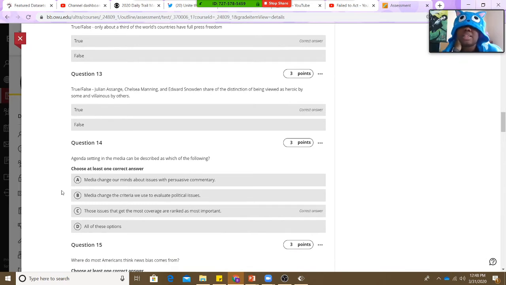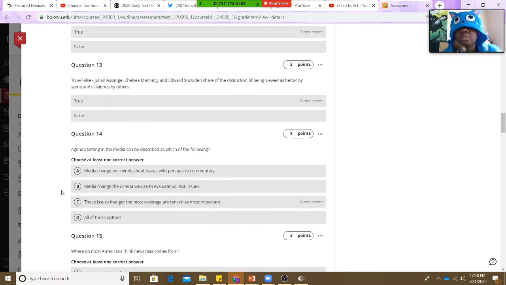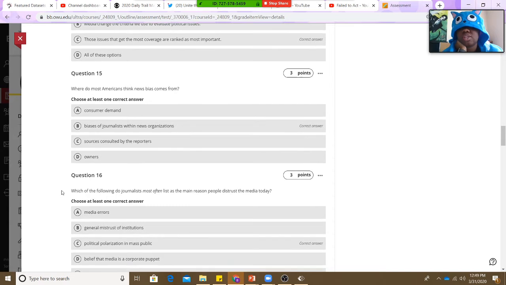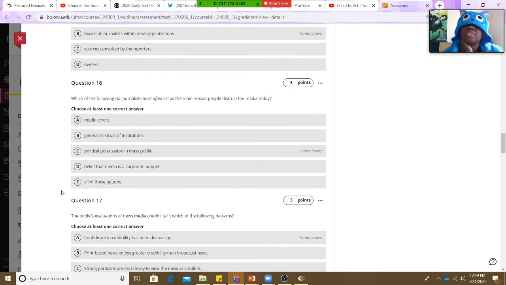14, agenda setting in the media can be described as which of the following? C, those issues that get the most coverage are ranked as most important. 15, where do most Americans think news bias comes from? B, the biases of journalists within the organizations. 16, which of the following do journalists most often list as the main reason people distrust the media today? That is C, political polarization in the mass public.